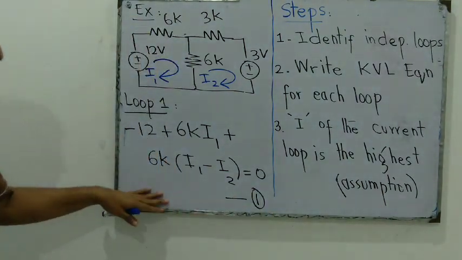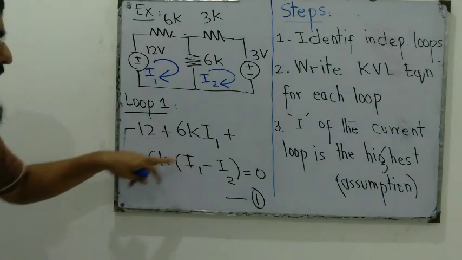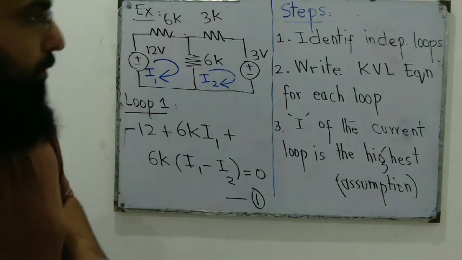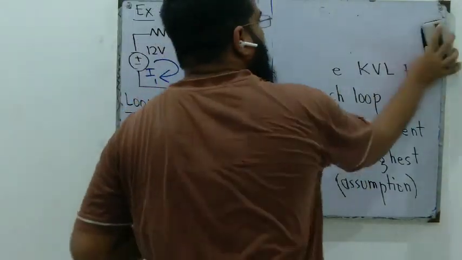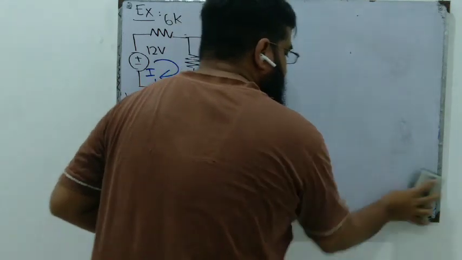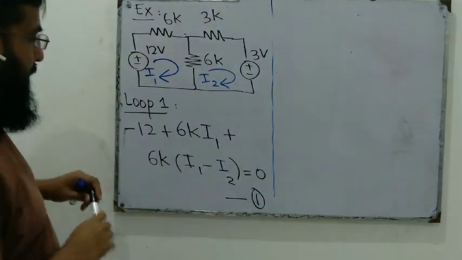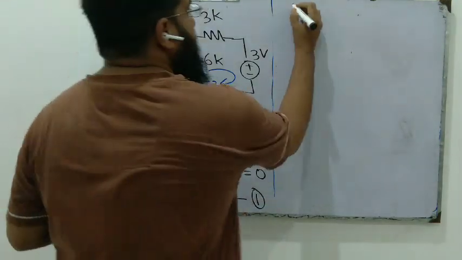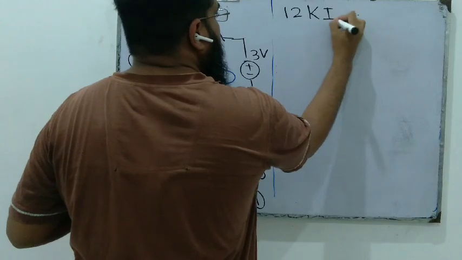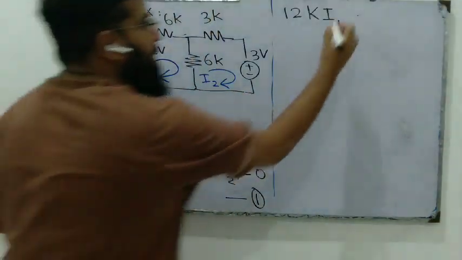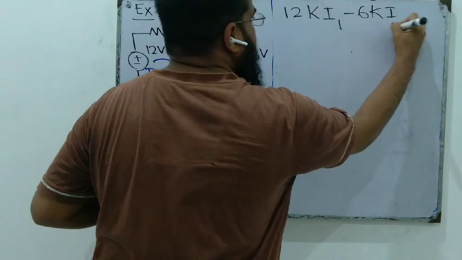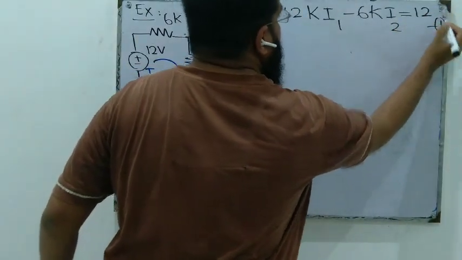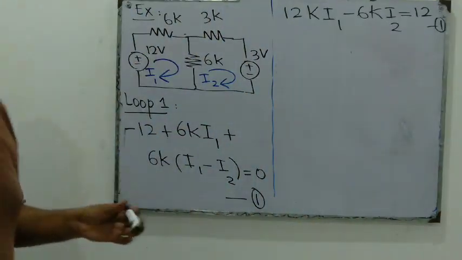We can rearrange terms. The I1 terms can be combined together, there is only one I2 term, and the constant term. So let's gather I1 terms together, 6K I1 plus 6K I1. So this is 12K I1 minus 6K I2 is equal to 12, since this minus 12 taken on the other side becomes plus 12. This is our equation number 1 taken from loop number 1.